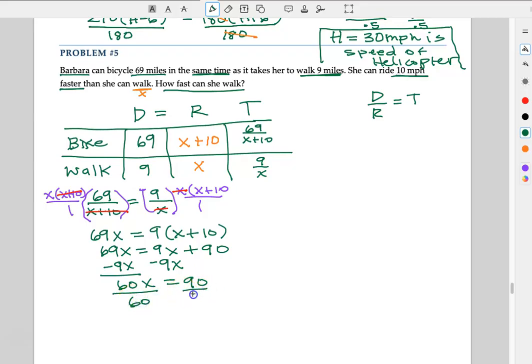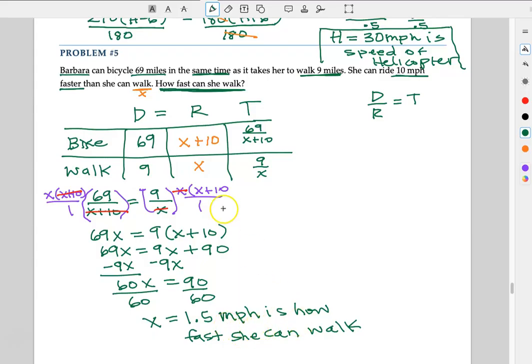If we divide both sides by 60, what are we left with? 1.5, I think. Yep, 1.5 what? I divided miles by miles, so it's miles. But look at what our question is: how fast can she walk? Since it's talking about speed, how fast, that'll be miles per hour. So she can walk 1.5 miles per hour.